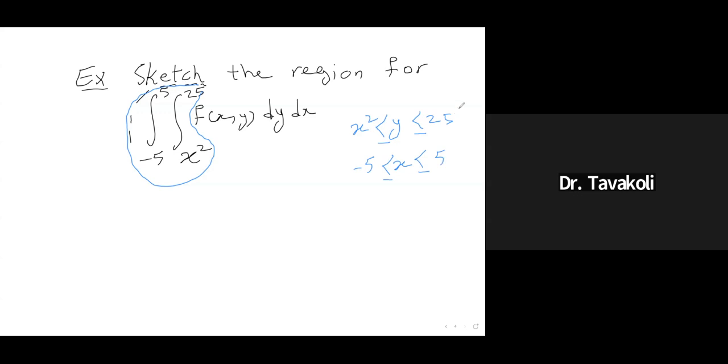So how can I draw this region? First of all, let me draw these two functions, y equals x squared and y equals 25. As you know, y equals x squared is a parabola.